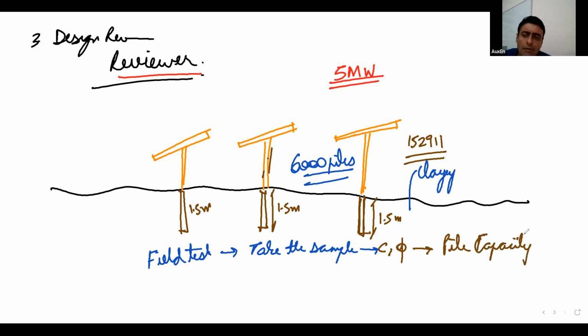All right, I will repeat. They do some field test. They collect the samples and take them to the laboratory. In the laboratory, they do certain testing, find out certain soil parameters, and then on the basis of some static formulae, they find out the pile capacity.